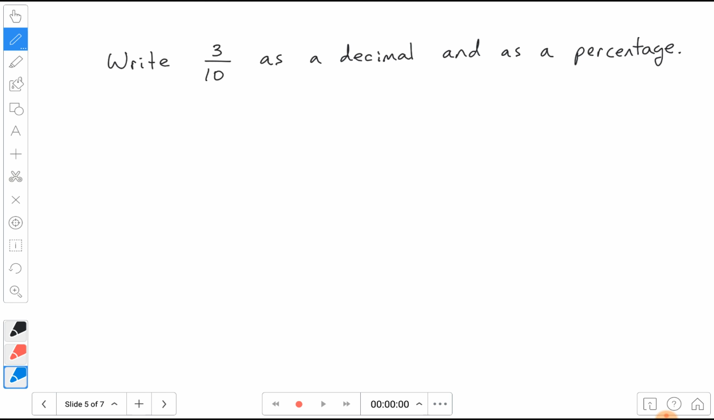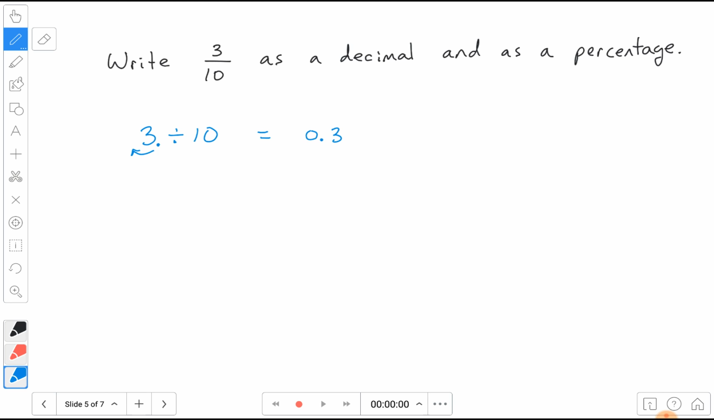All right, we have one more to do. We're going to take fractions and write them as a decimal and as a percentage. So let's use 3/10 and write that as a decimal and percentage. So 3/10 means the number 3, and we divide that by 10. 3 is 3.0, and we divide that by 10. So we move the decimal over one spot, which gives us 0.3.